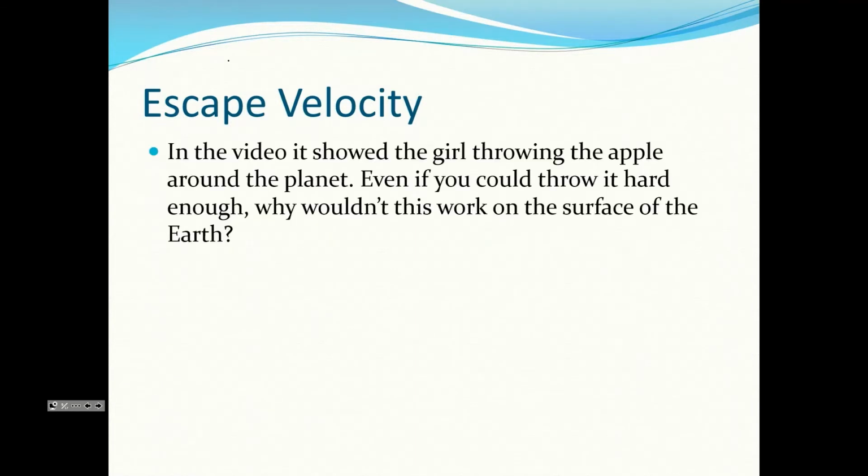So in the video, it showed the girl throwing the apple around the planet. Even if you could throw it hard enough, why wouldn't this work on the surface of the Earth? Oops, sorry, I was reading off the other page. So why couldn't you do that on the surface of the Earth? What would be your biggest problem? Well, it would be friction. Right, friction would be your biggest problem. If you threw it hard enough, you'd be going super fast, you'd have lots of air resistance, it would eventually slow down, and then it would hit the surface.